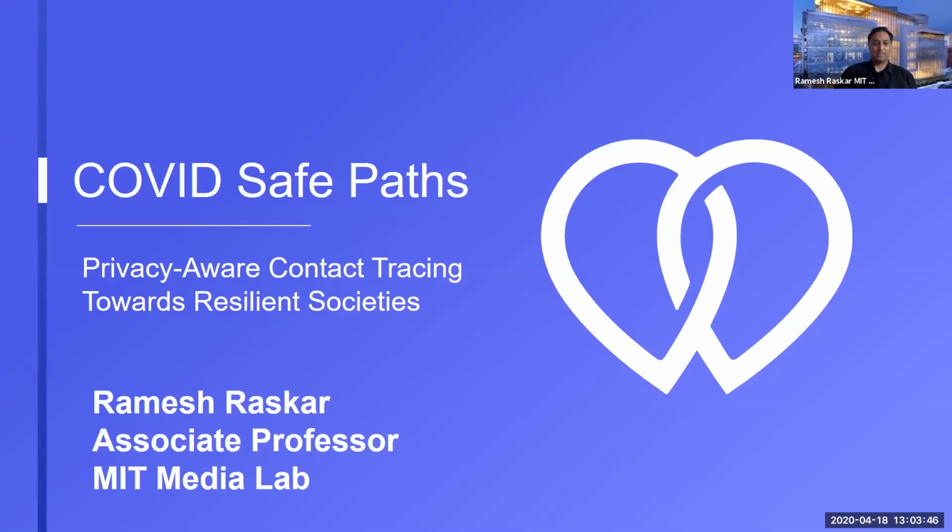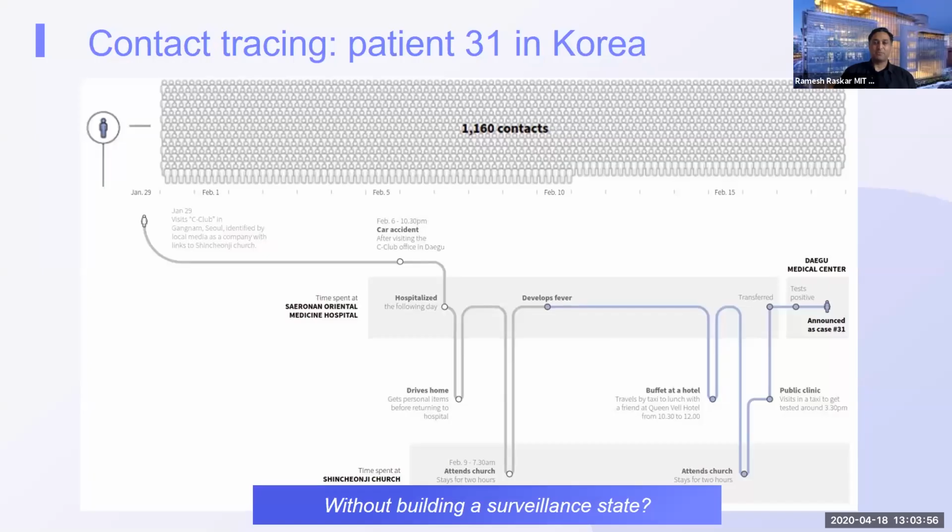I'm Ramesh Raskar, Associate Professor at MIT Media Lab. And let's talk about Govt Safe Paths, a solution for contact tracing, for restarting the economy, and building resilient societies. Many of you remember these challenges of patients, such as in Korea, who end up coming in contact with thousands of individuals, and authorities have to backtrace these 1,000+ connections to avoid the spread in rest of the society.